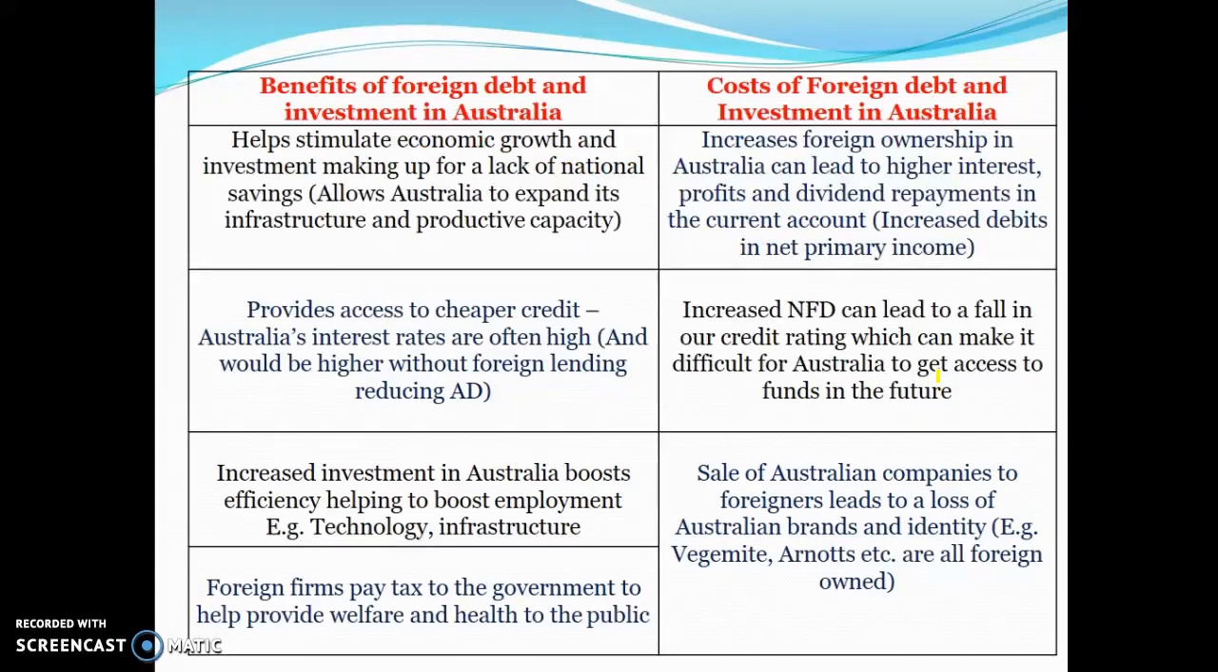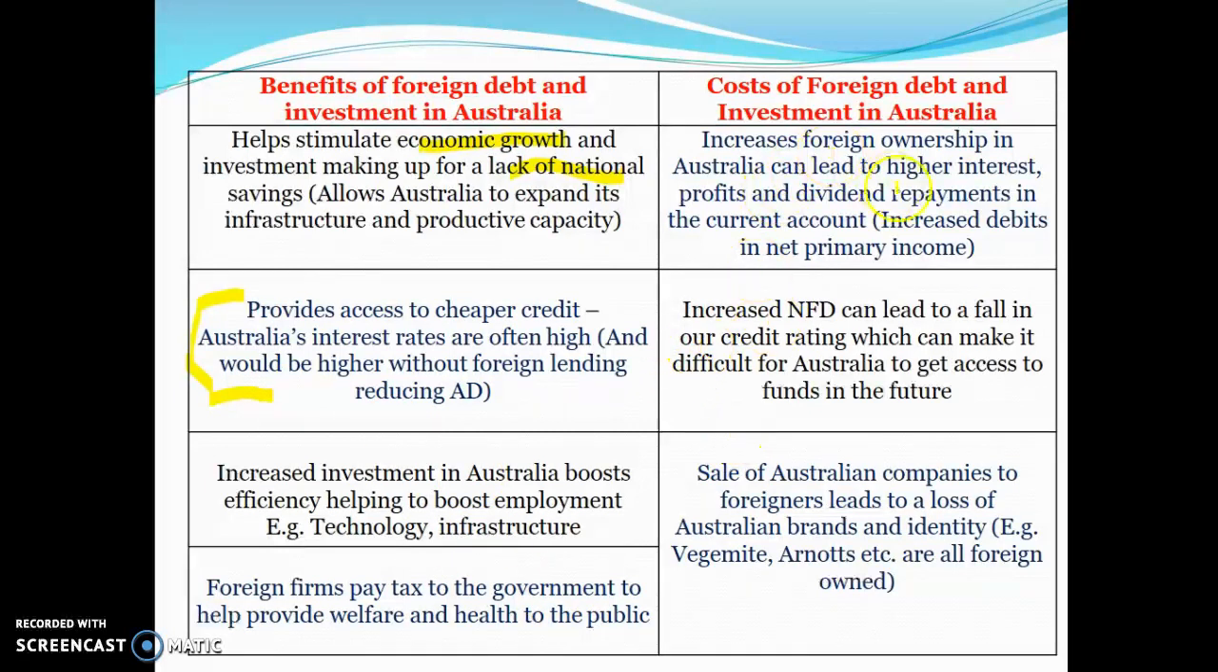So just a bit of a summary. In terms of the benefits, it can help stimulate economic growth and make up for a lack of national savings, so we can use that money to then expand our productive capacity. We can also get access to cheaper credit. So the banks would be forced to charge higher interest rates if they couldn't borrow from overseas, because they wouldn't have access to enough money. So by being able to access money from overseas, that helps to keep interest rates low.